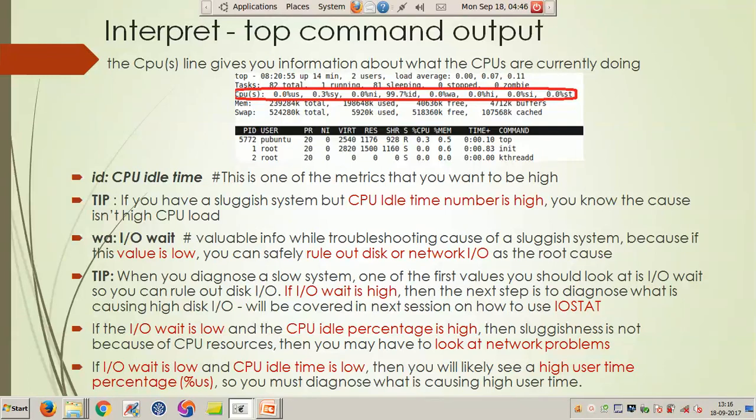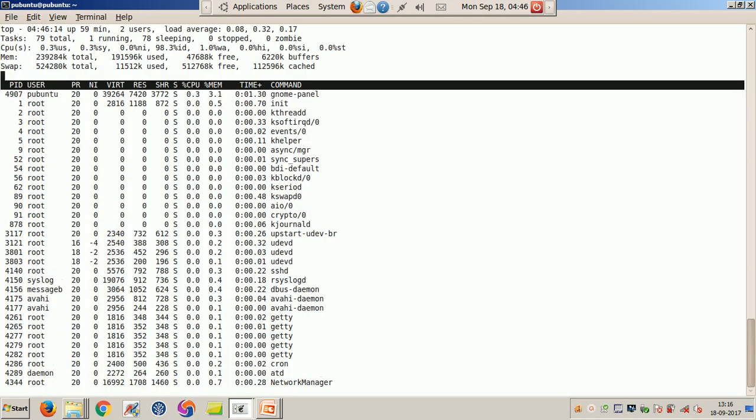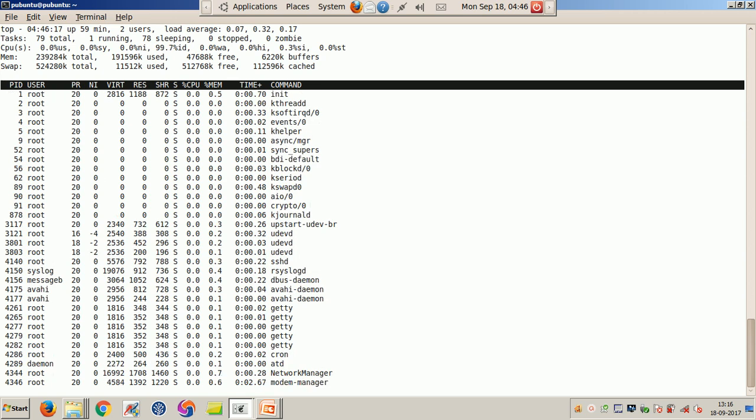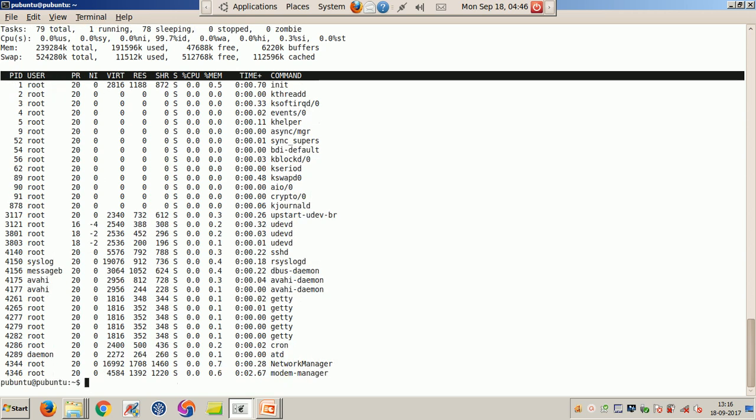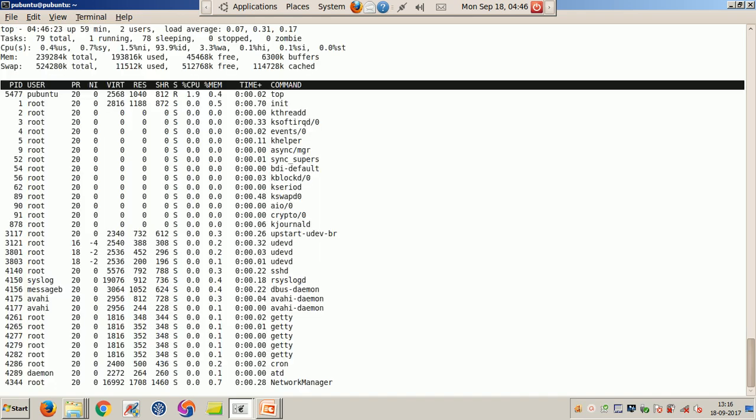Back again. So, in this session I will be discussing how to interpret the output of the top command in detail. Let me run the top command for you again. If you want to come out of the top command, you can press Q and then you come out of the top command. So, let me run it again, top. As you can see, it gives a lot of metrics.